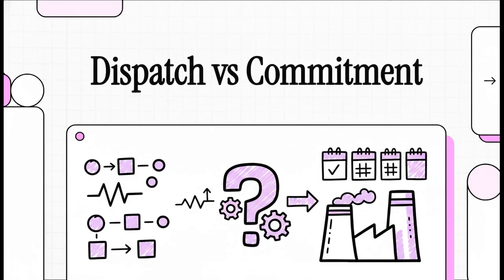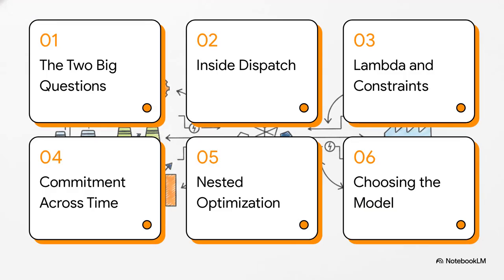We're going to break down the boundaries, the math, and the gritty physical realities of the grid. We're going to build up our mental model today by layering on the complexity. We'll hit the two big questions, step inside economic dispatch, look at Lambda in real constraints, map out unit commitment across time, tackle the nested optimization problem, and finally, talk about choosing the right model.